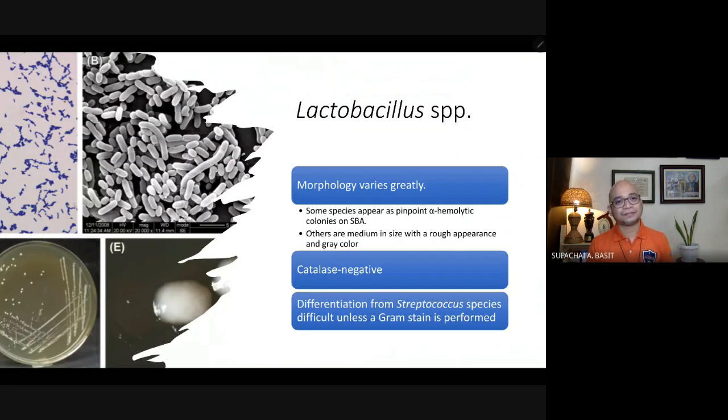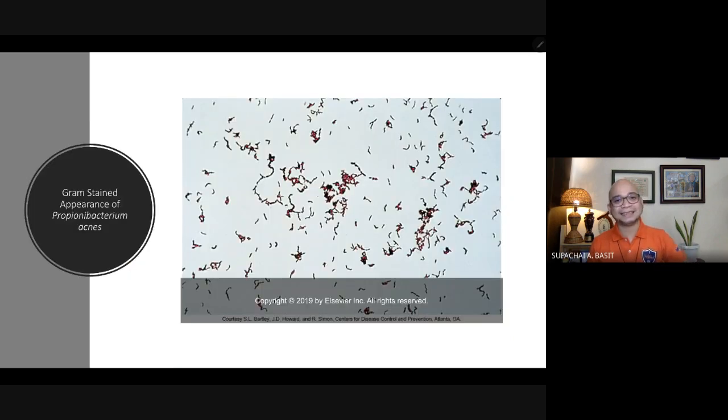For Lactobacillus, the morphology varies greatly. Some species appear as pinpoint alpha hemolytic on blood agar plate, and others are medium in size with rough appearance and gray color, such as the one that you can find in this particular illustration. They are catalase negative, and differentiation from Streptococcus species is difficult unless we perform gram stain. Obviously, Streptococcus are cocci, while Lactobacillus are bacilli. This is the gram appearance of Propionibacterium acnes.